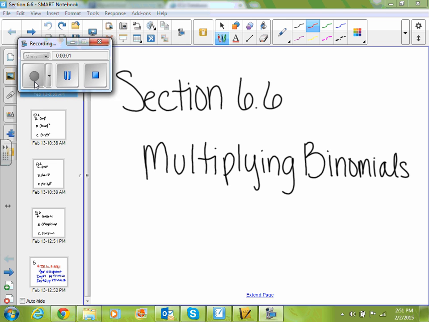Okay, so we're going to go over 6.6, which is multiplying binomials. It's a review of section 6.5. So everyone should do very well on it as long as they got their 6.5 done.